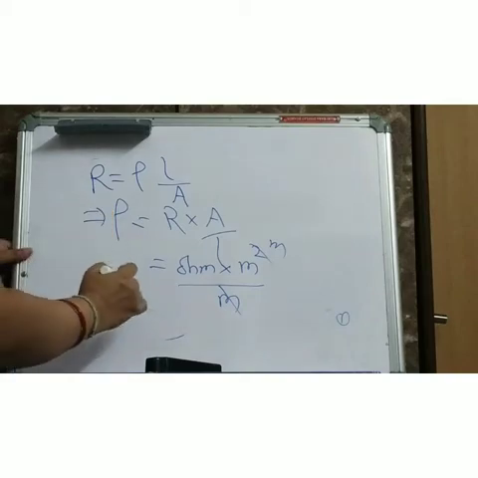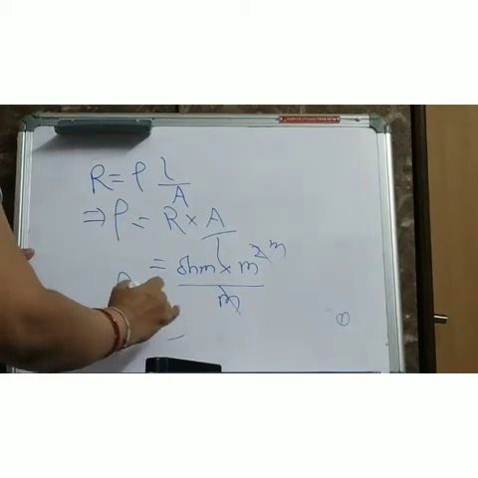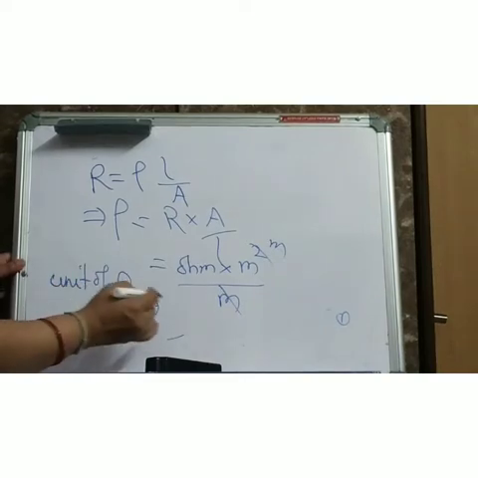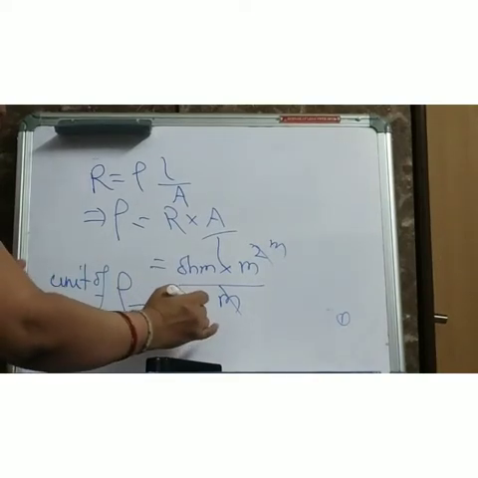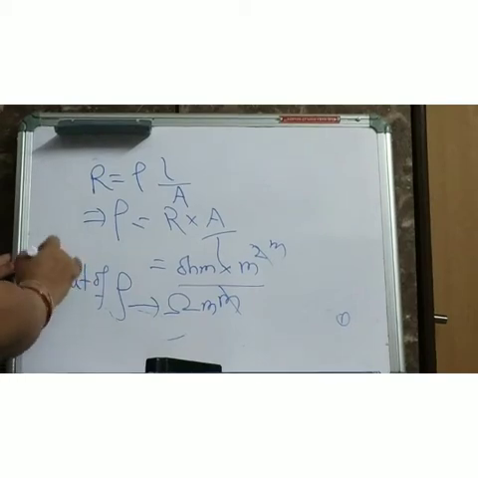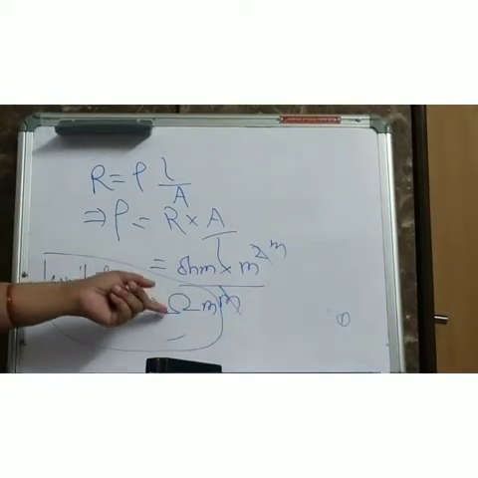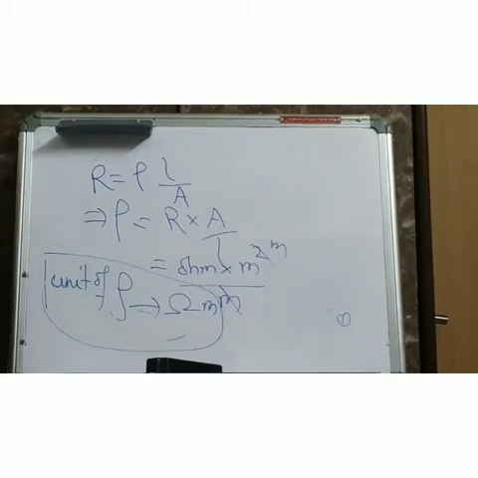So what is the unit of rho? The unit of rho is ohm meter, you can write like this. Again, an important question: unit of rho is equal to ohm meter.